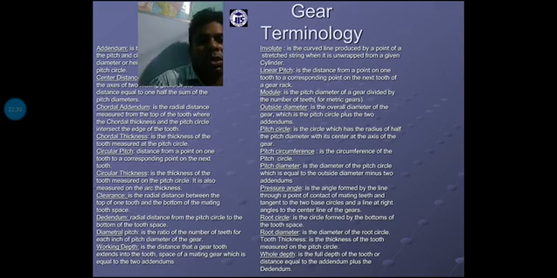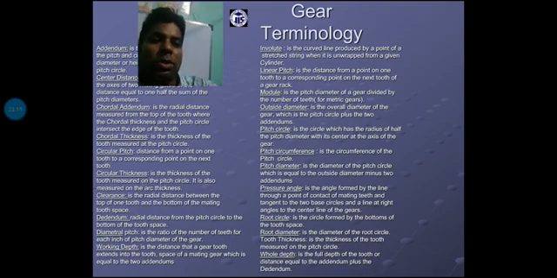Root circle. It is also known as the circle formed by the bottom of the tooth space. Next is root diameter. Root diameter is actually the diameter of the root circle, and tooth thickness is the thickness of the tooth, measured from the pitch circle. Now, next point is whole depth. Whole depth is the full depth of the tooth, equal to the addendum plus the dedendum.